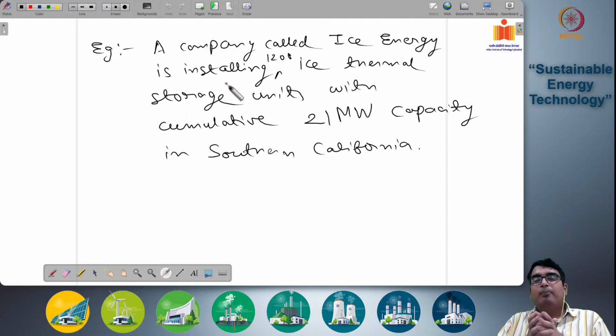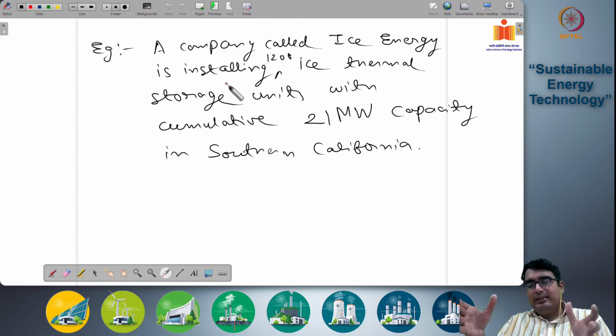For example, a company called Ice Energy is installing around 1200 ice thermal storage units with cumulative 21 megawatt capacity of cooling in Southern California. Southern California again is a part of US which gets quite hot in summer, and here this company is installing 1200 such ice thermal storage for various industrial and commercial applications which have a cumulative power rating of 21 megawatts of thermal cooling energy storage capacity, and this is being installed in various parts of Southern California, which is a state in USA.